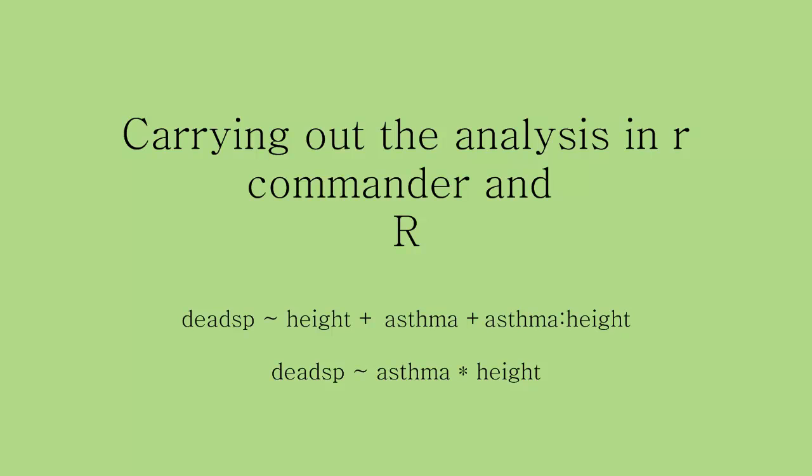So now we need to carry out the analysis with our interaction term. In R, that just simply means changing the linear model slightly. So we have here dead space is modeled as a function of height plus asthma plus the interaction term, which you show by using a colon in R. Alternatively, R has a shorthand method of showing this by just saying dead space is modeled as a linear function of asthma star height. And that means that they include both the effects separately and also the interaction. Right, let's get on and do it.